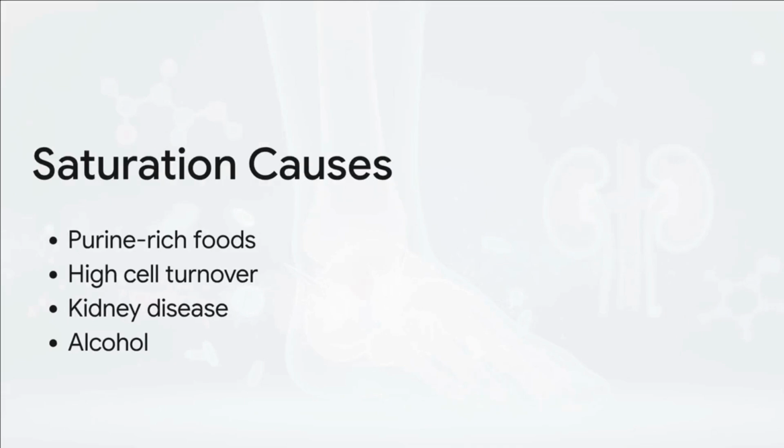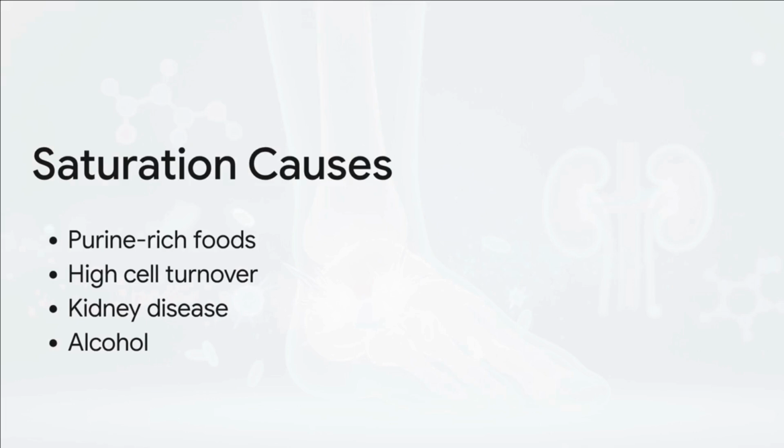Now, this saturation usually happens for one of two main reasons: overproduction or decreased excretion. Let's look at overproduction first. Diet plays a massive role here. Eating purine-rich foods like meat and seafood, drinking beer, or consuming a lot of fructose-heavy beverages seriously ramps up production. Also, certain diseases with high cell turnover, like psoriasis, can do it too.